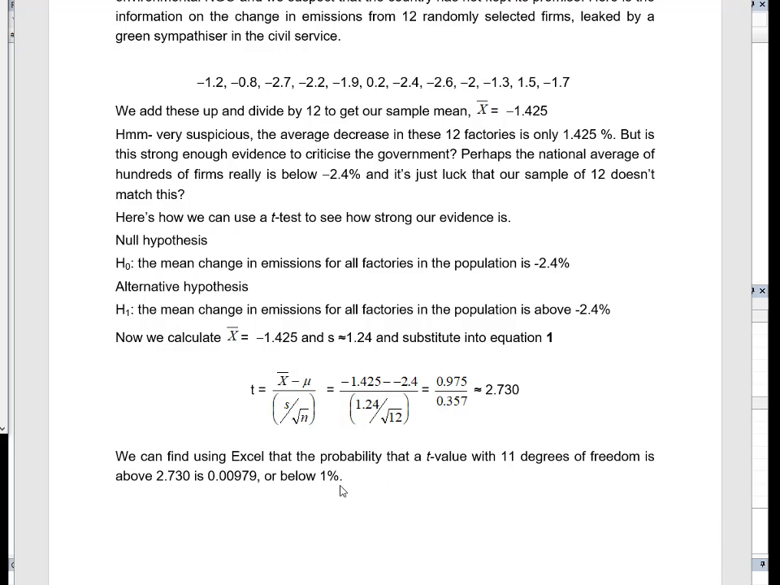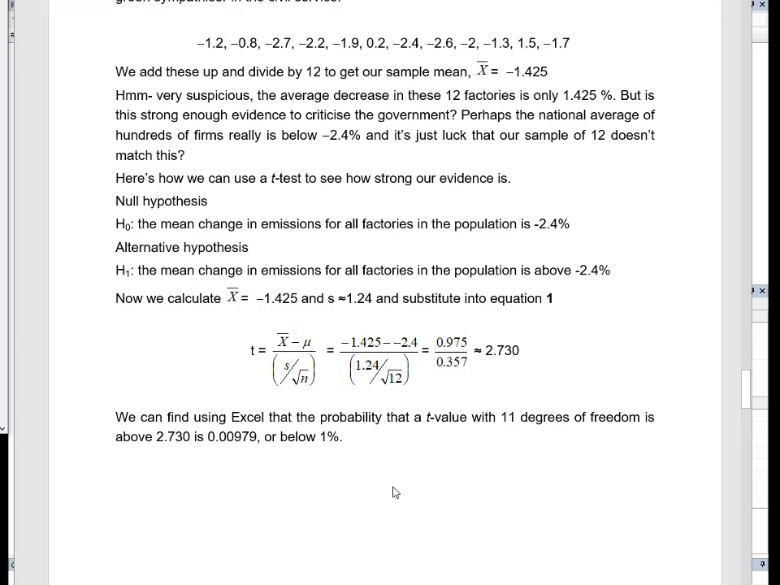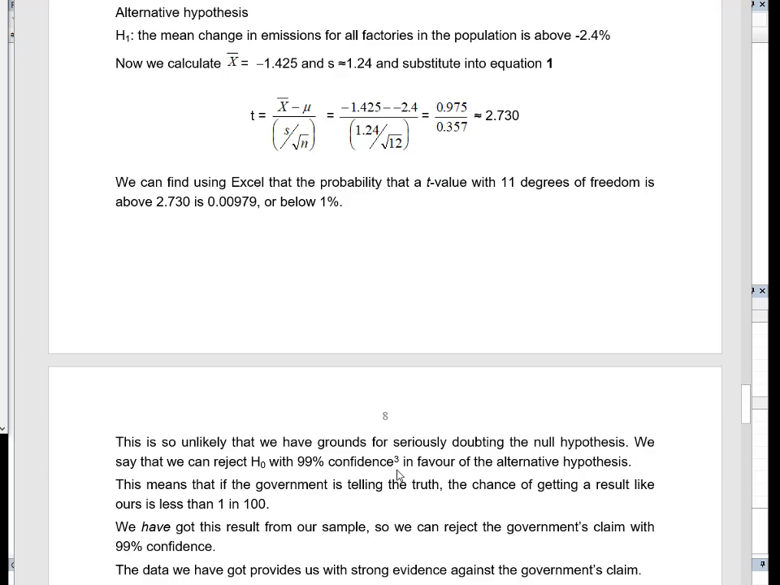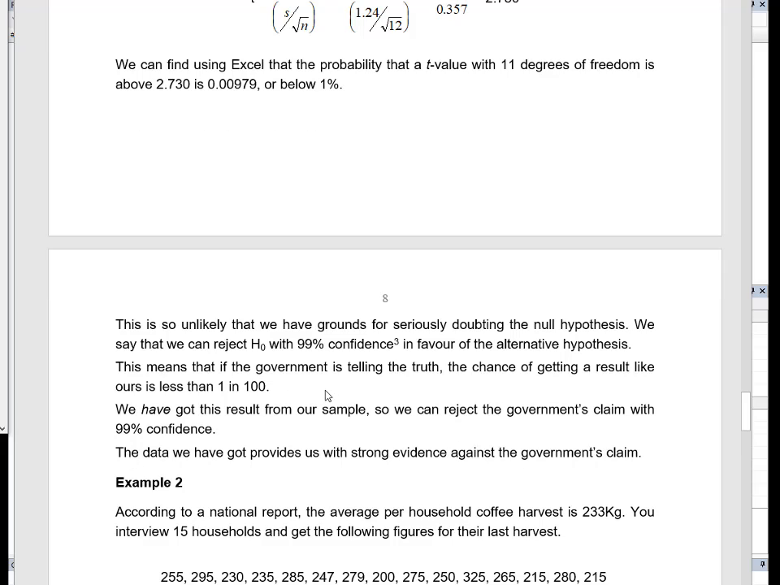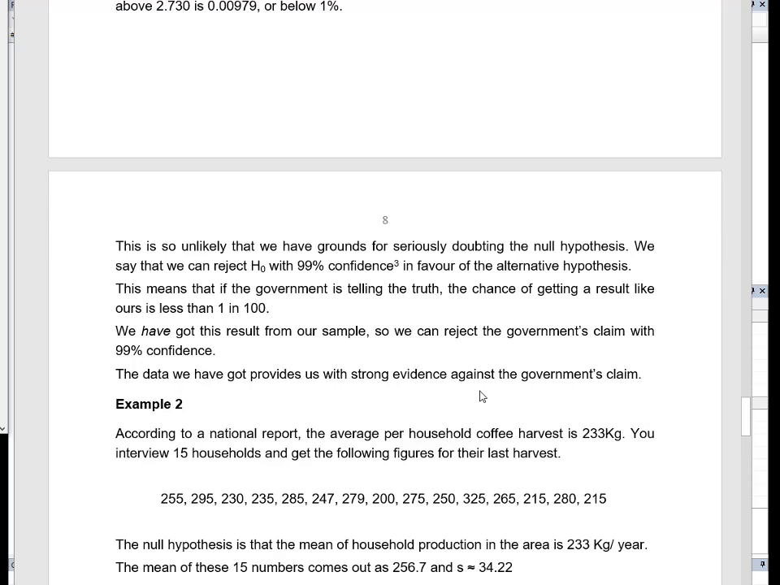We find the chance of a t-value as high as that is less than 1%. So it's really, really surprising. So if the null hypothesis is true, and the average decline is really 2.4, the chance of getting a group of 12 with an average decline of that far above it, minus 1.45, is really, really, really small. So we can reject the government's claim and say it's highly unlikely. It casts serious doubt. In fact, because this is so far below 1%, we can reject H0 with 99% confidence. So strong evidence against the government's claim.